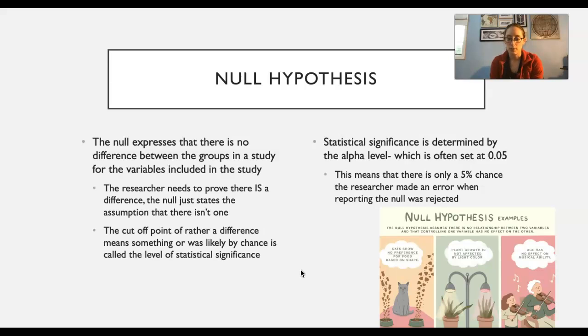Okay. So here are some examples of null hypotheses. The cat shows no preference for food based on shape. That means the researcher was thinking the cat would show a preference for food based on the shape. Plant growth is not affected by light color. So the null hypothesis is that it's not affected. Our researcher's hypothesis is that it is affected, and so on. So the null is just the opposite of what you think is going to happen in a study.